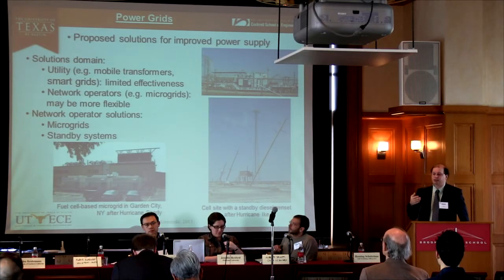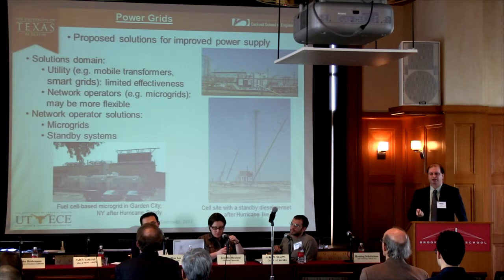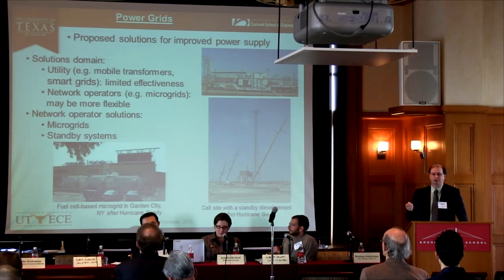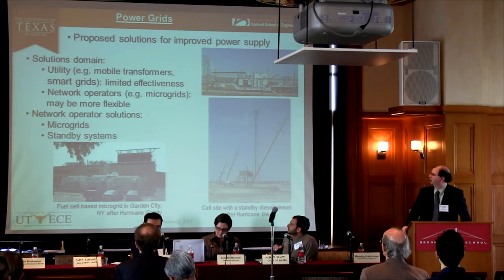So what the network operators need to do is address those issues. You have two ways of solving the problems with power grids: working on the utility side or working on the network operator side. If you work on the utility side, the problem is still the same. Even with smart grid technologies, you have a very fragile network, with centralized generation and control, and you still need to send someone to fix that pole that I showed in the previous slide.